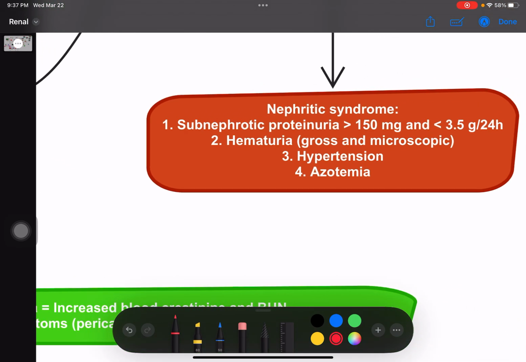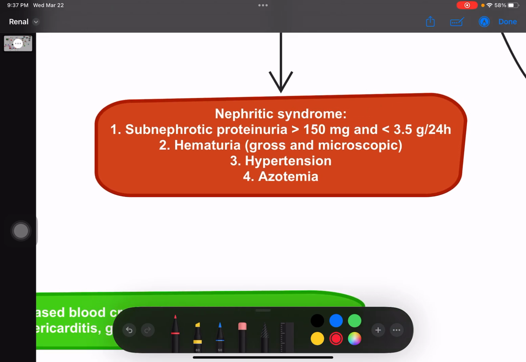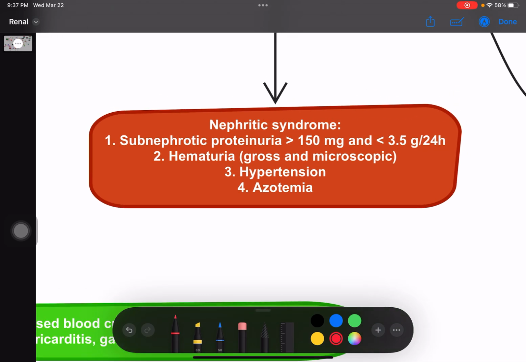Now, the second syndrome is nephritic syndrome. In this case, the major symptom I would like to remember is hematuria. This is the presence of blood in the urine. It can be gross and microscopic. Microscopic is when the patient cannot see blood in the urine.